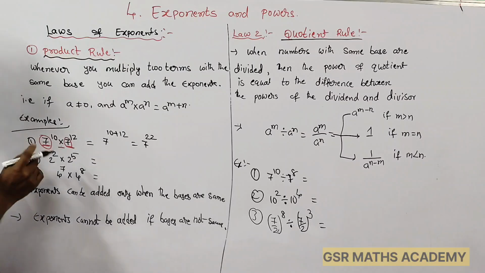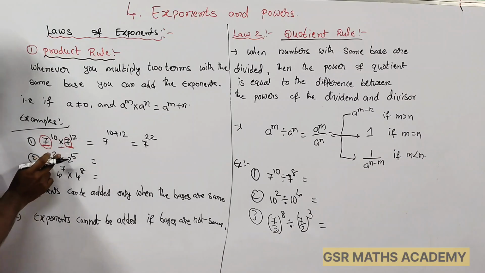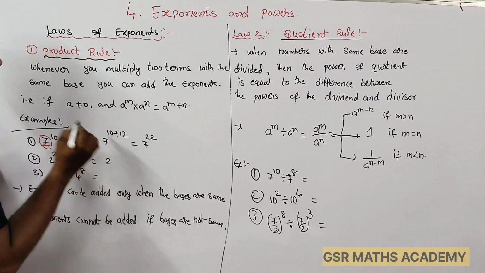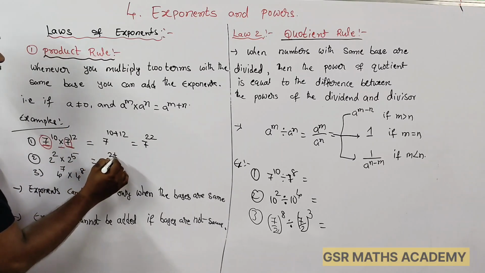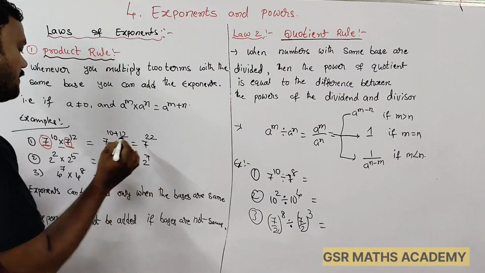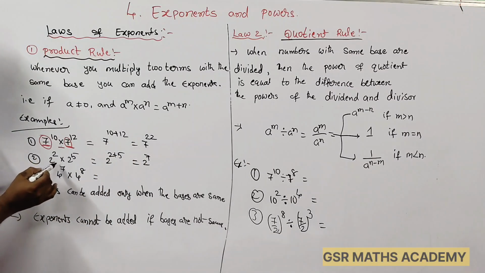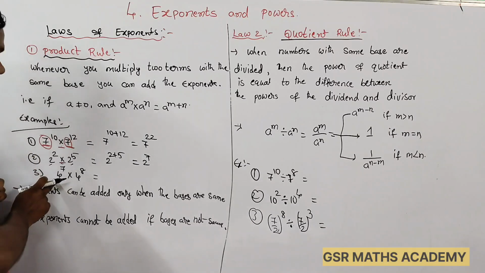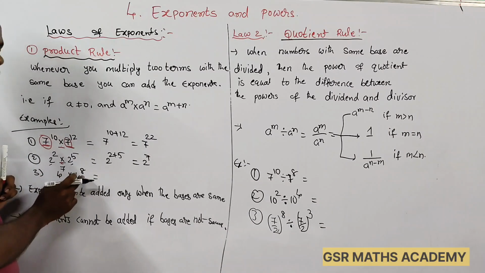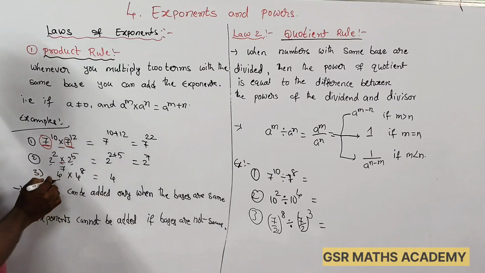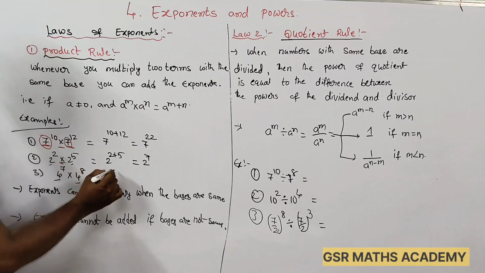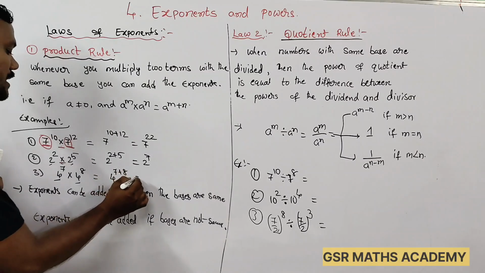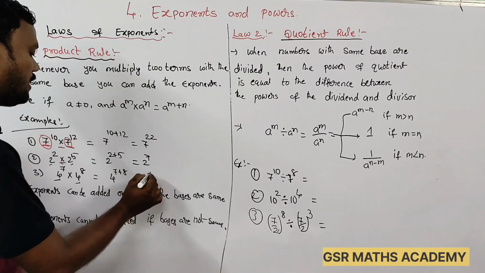In the second example, 2 to the power of 2 into 2 to the power of 5 can be written as 2 to the power of 2 plus 5, that is equal to 2 to the power of 7. When do we add exponents? Whenever the bases are the same and the connection between them is multiplication, only then should you add the powers. In the third example we have 4 to the power of 7 into 4 to the power of 8. Here also the bases are the same, 4, and the exponents should be added, so you get 4 to the power of 15.